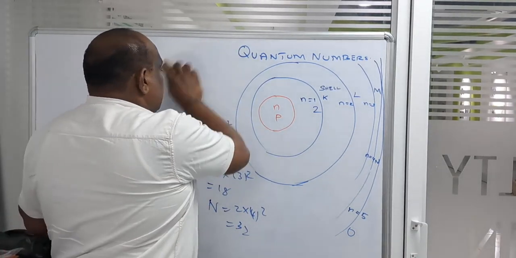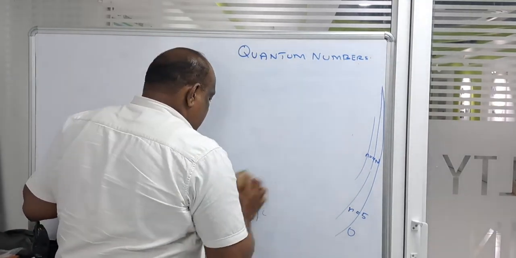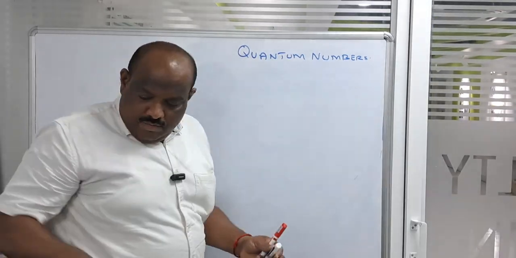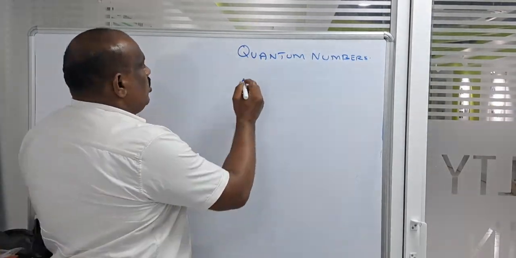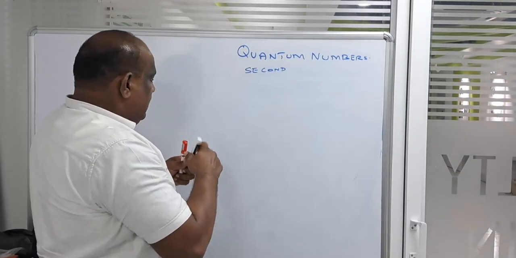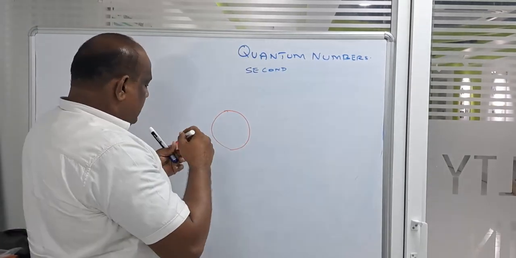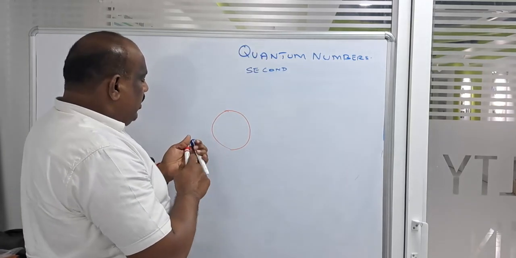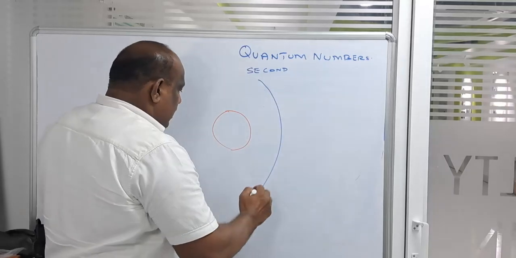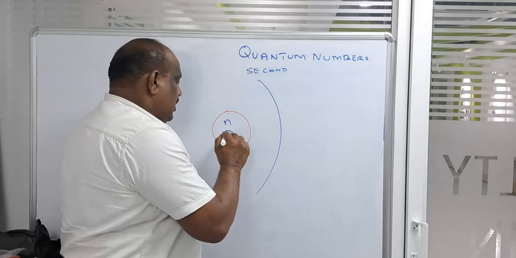Now let us move on to the azimuthal, or the secondary, quantum number. If I take this as the nucleus, I will draw a little to the left so we can draw more orbits, more shells. Now, if I take the K shell, there is only one orbit around this nucleus, with the neutrons and protons.